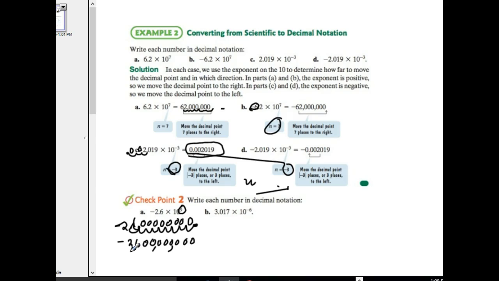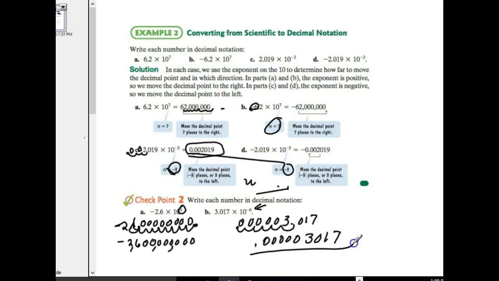The same way goes for checkpoint B. Because that's a negative right there, I'm going to move this 6 places to the left. So 3.017, I'm going to take this and move it 1, 2, 3, 4, 5, 6. So I'm moving my decimal over here, and again, I'm going to fill in my divot areas with 0. So now my official answer becomes 0.000003017.